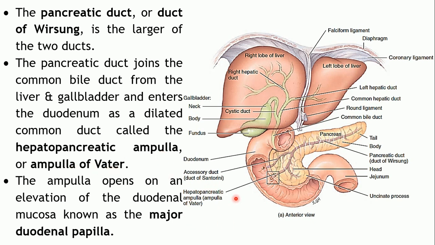This one here. Just when these two ducts join together, it forms an expanded duct, or expanded opening. It is known as hepatopancreatic ampulla commonly. And this hepatopancreatic ampulla opens into the duodenum at a raised portion of the duodenal mucosa, and that is known as major duodenal papilla.